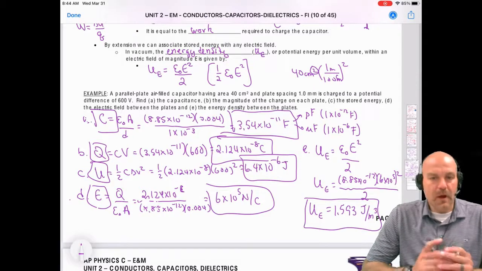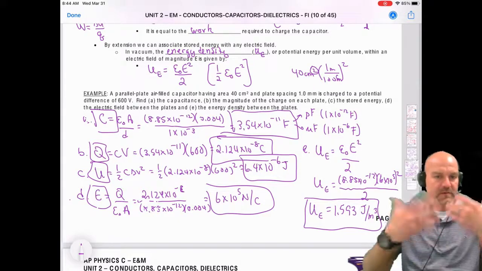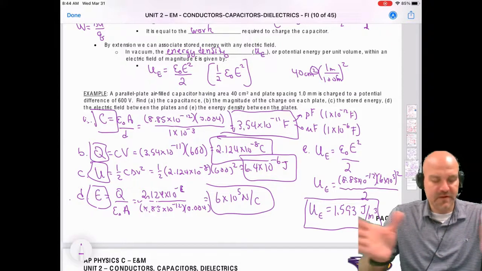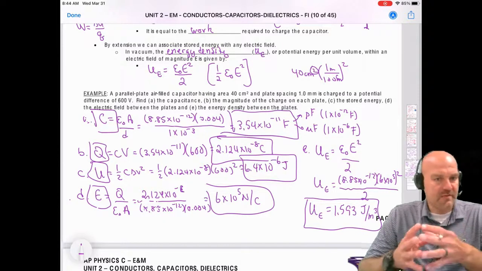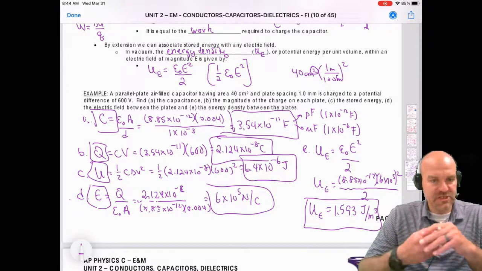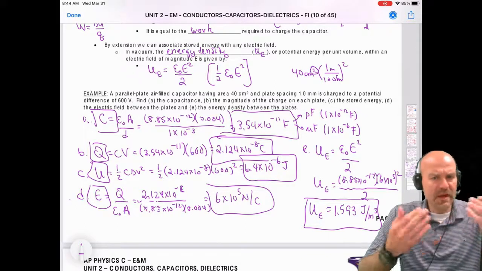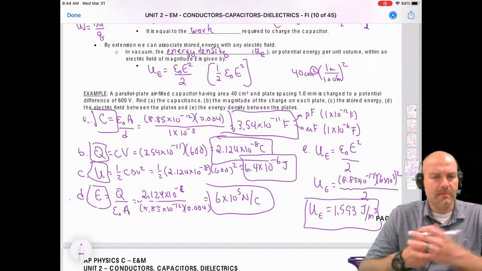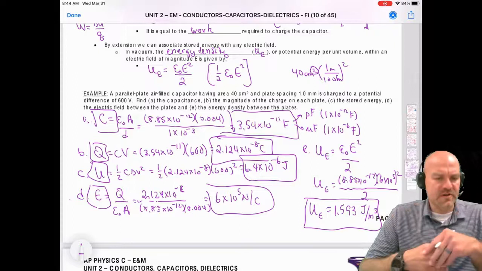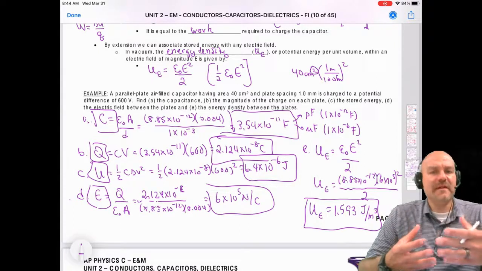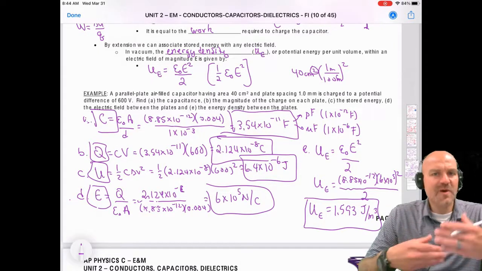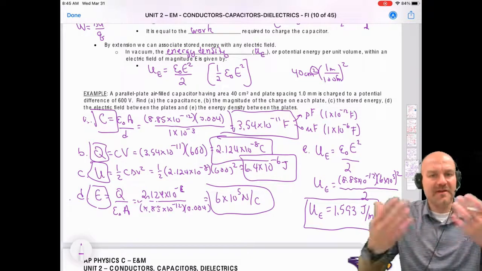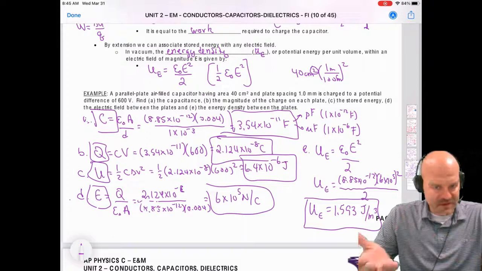Okay, and so there is our talk about capacitors. This last problem just took all the little equations that we talked about and put them into one question. Again, this could be multiple parts on an AP Physics C free response section. But the last thing we're going to do is talk about dielectrics. Now, dielectrics are very similar to capacitors. We're just no longer going to have the gap filled with air. It's going to be filled with some sort of material.